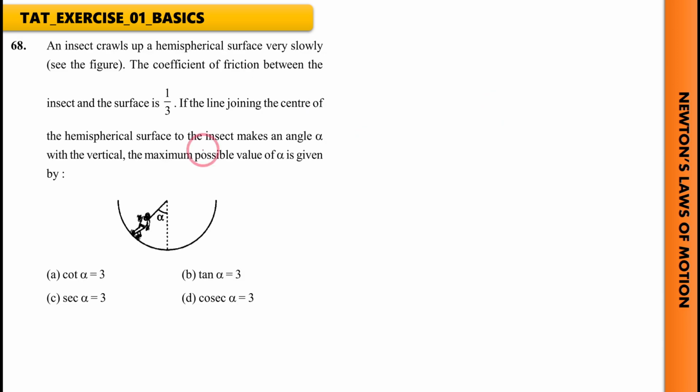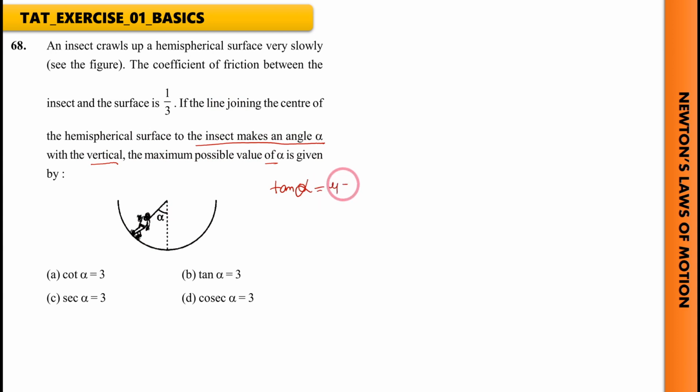Now in this question they are asking: if the line joining the center and the hemisphere makes an angle of alpha with the vertical, the maximum possible value of alpha without slipping would be, right? See, for slipping, what did we read in angle of repose? In angle of repose, the theta that we have, here the alpha will be that theta.